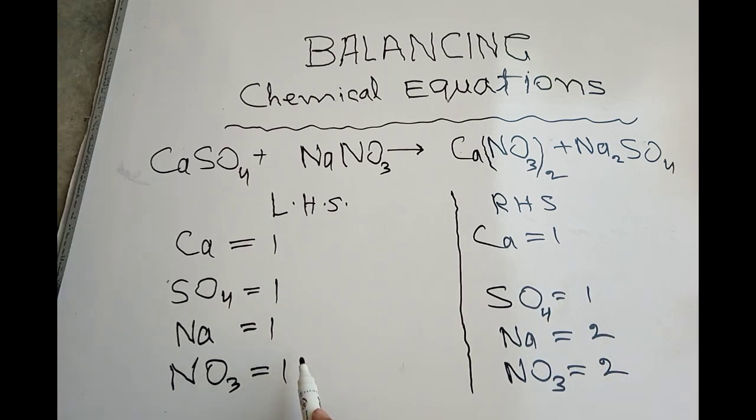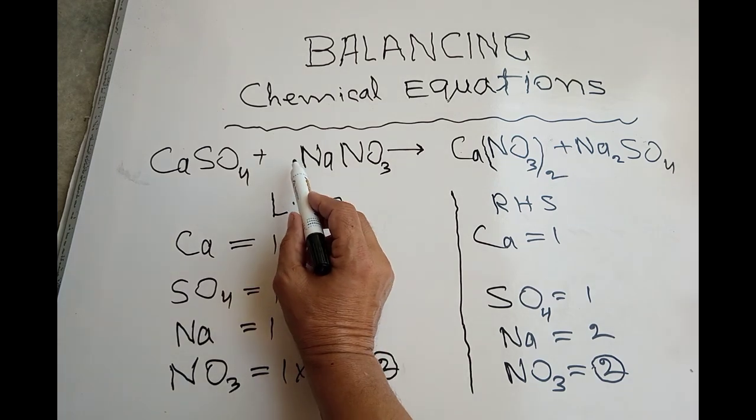So first we will balance NO3. As there is 1 NO3 on the left hand side and there are 2 NO3 on the right hand side, we will multiply this by 2, so it will become 2. So now NO3 became equal on both sides. We will write this coefficient 2 before Na.